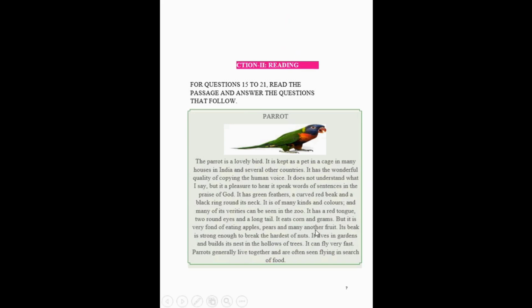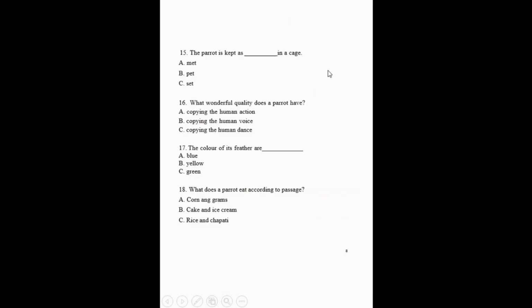So this is the paragraph. Based on this paragraph, we have a couple of questions here. So the first question, or the 15th question from the paper: the parrot is kept as dash pet. What would it be? As a pet in a cage. What wonderful quality does a parrot have? From there, it is copying the human voice, not the action, not the dance, right?